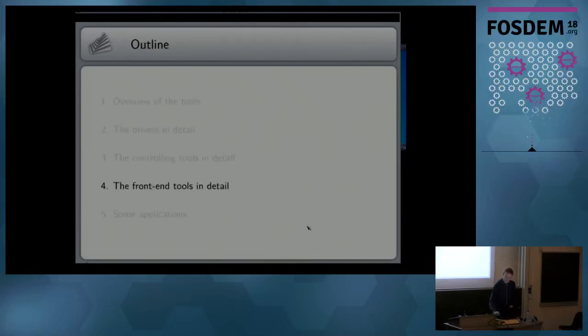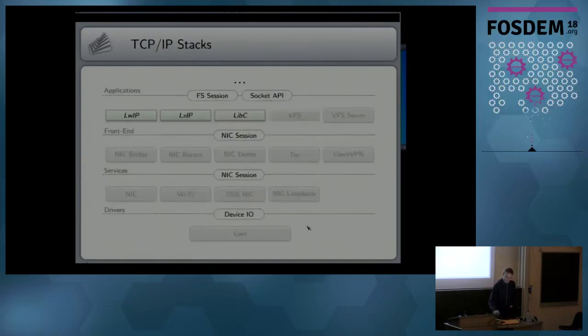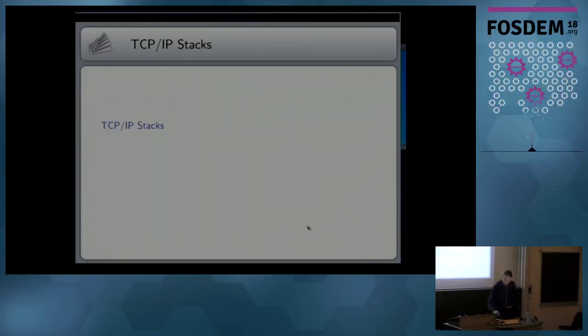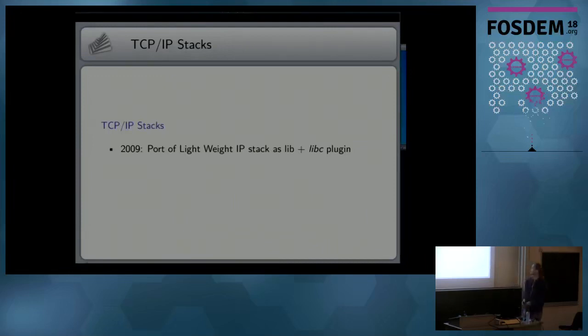Okay. The front-end tools. First I will go into the stacks that we have and how they evolve. This is the IP stacks. Initially, the initial stack we had for TCP/IP was the lightweight IP stack. It was ported as a lib, so you can link it against each component individually.